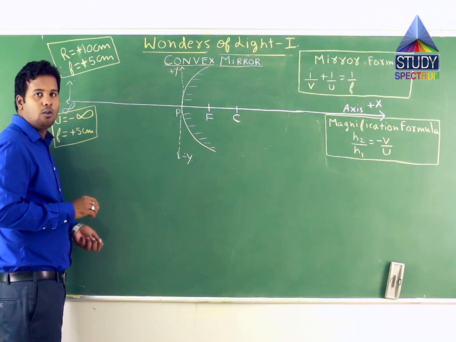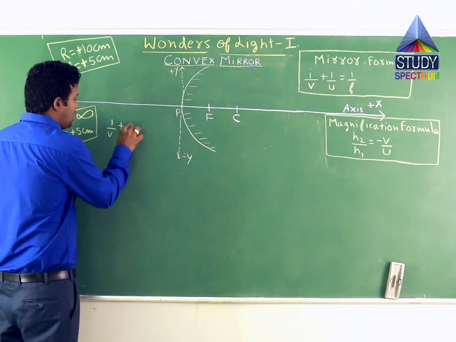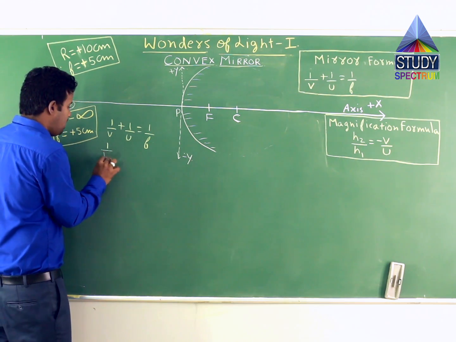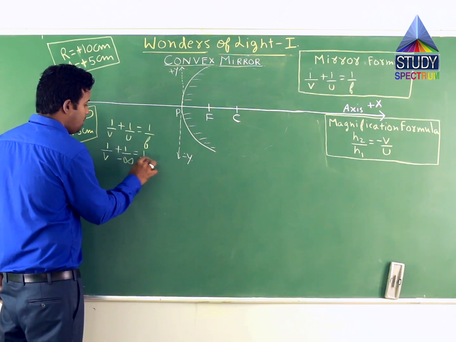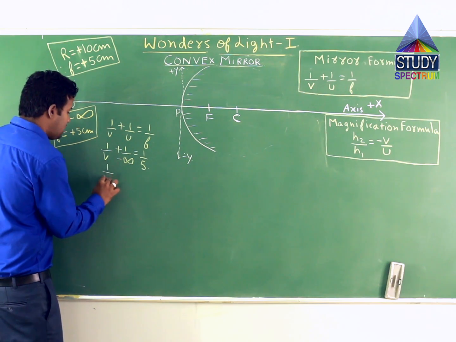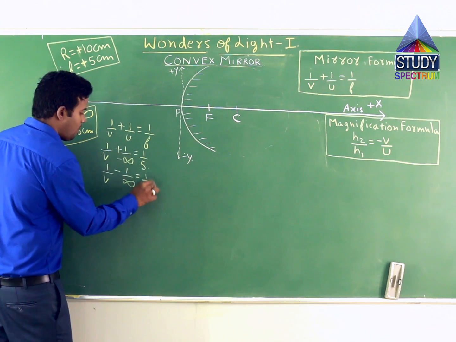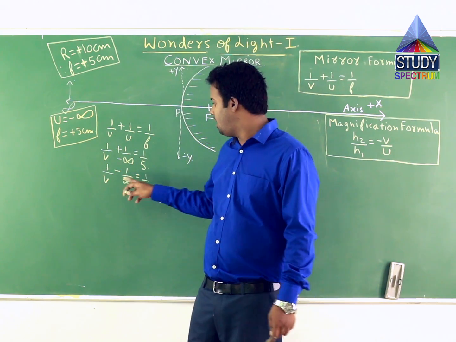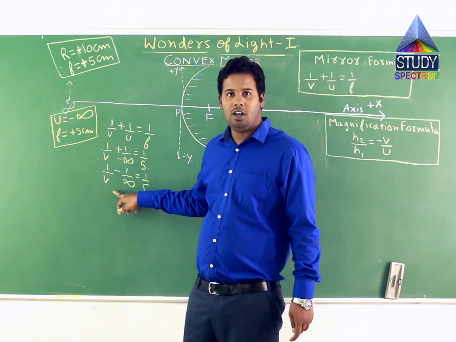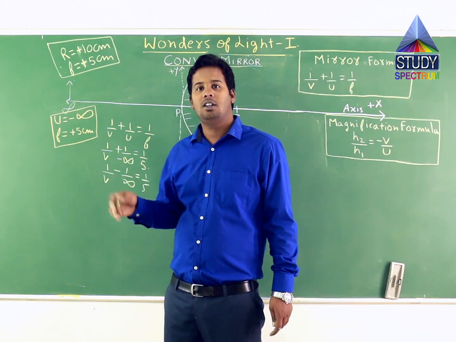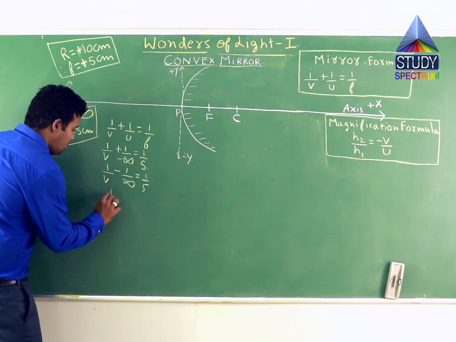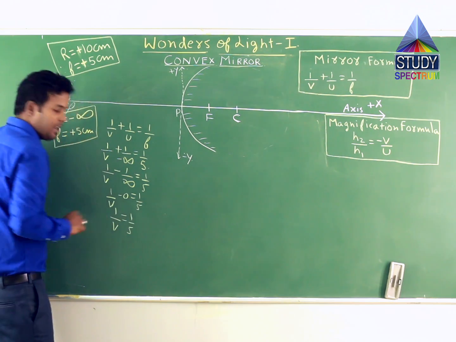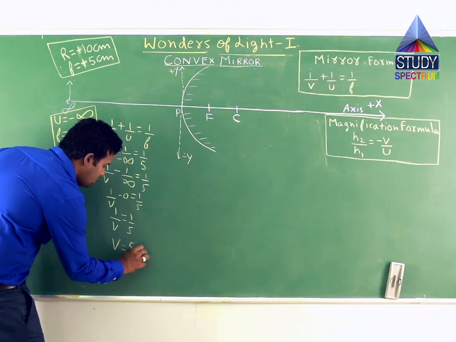Now we will use the mirror formula and let us see what are the 2 results which we can get. 1 by V plus 1 by U is equal to 1 by F. Now if I substitute the values of U and F, this equation becomes 1 by V plus 1 by minus infinity is equal to 1 by 5. Or better, we can write it as 1 by V minus 1 by infinity is equal to 1 by 5. Now again, any number upon 0 is infinity, implies any number upon infinity should be 0. So here 1 by infinity should be 0. So left hand side will become 1 by V minus 0, and 0 subtracted from any number results in the number itself. So 1 by V minus 0 is equal to 1 by 5 is actually 1 by V is equal to 1 by 5. Correct? Which means V is equal to 5 centimeters.